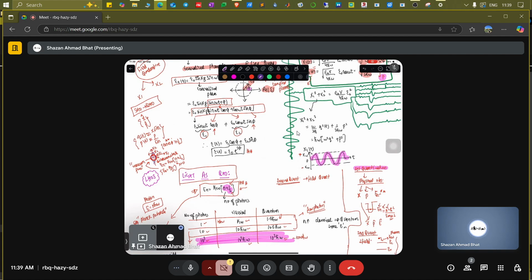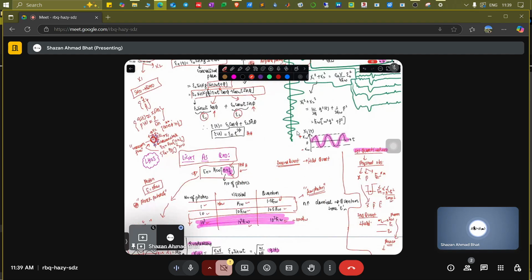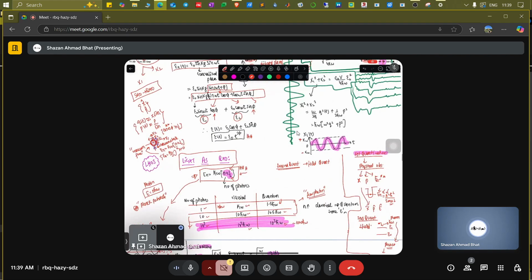In that case, you will be squeezing this thing and you will be expanding the other thing because of the uncertainty. Okay, now that is what maybe we are going to see in the questions. That is the first part.